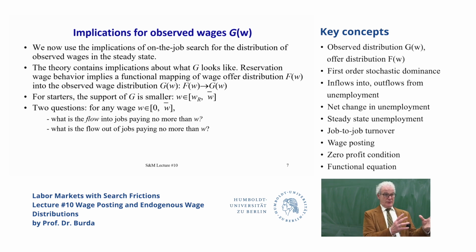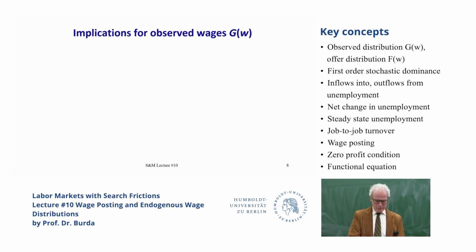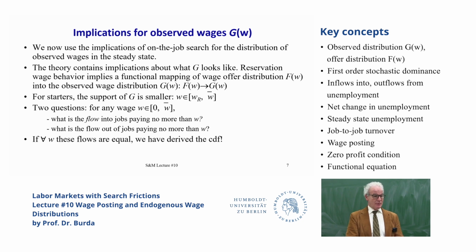So you start with F, put an arrow, moves to G. That's the first operation we're going to do. Later on today, we're going to turn around and go from G to F. But if we do that, we have derived the cumulative distribution function for this particular distribution, using the theory.